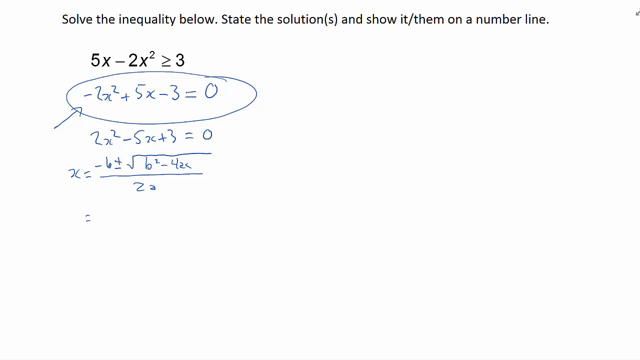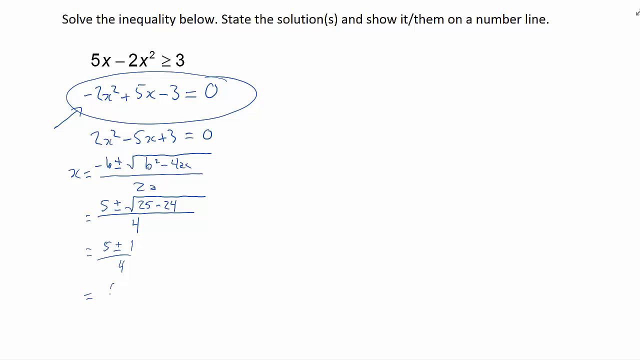2a. This gives me negative negative 5, so positive 5, plus or minus the root of negative 5 squared, which is 25, minus 4 times a times c. Well, a times c is 2 times 3, that's 6, and 4 times 6 is 24. So 25 minus 24 all over 2 times 2, which is 4. This gives me 5 plus or minus the square root of 1, which is just 1, all over 4.